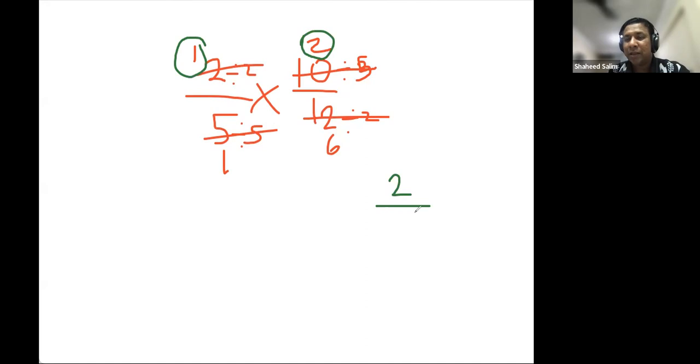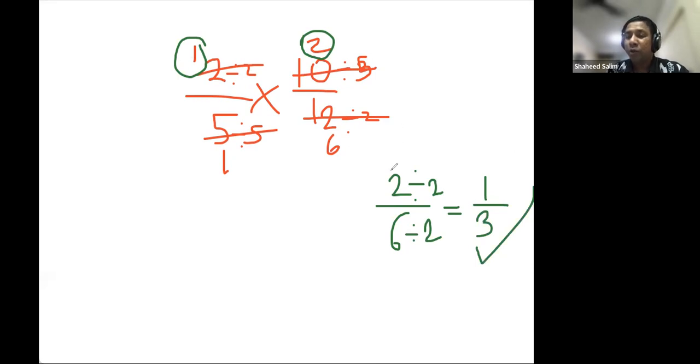1 times 6. Answer is 6. But you notice, can divide some more. Can divide by 2 some more. Can divide by 2 some more. So your final answer, 2 divided by 2 is 1. 6 divided by 2 is 3. This is your final answer. But you must get 2/6.